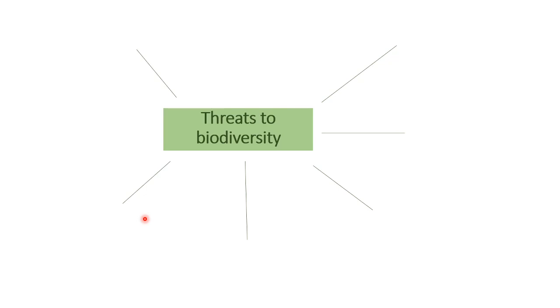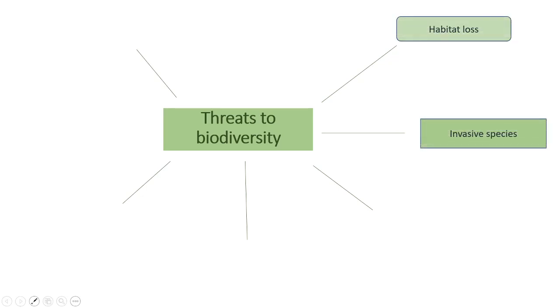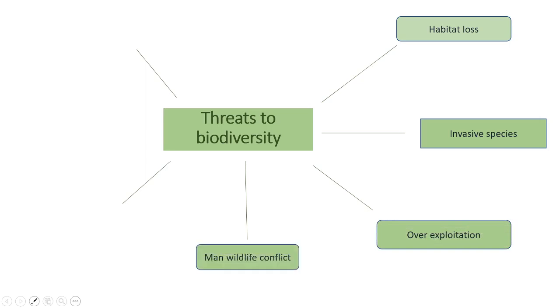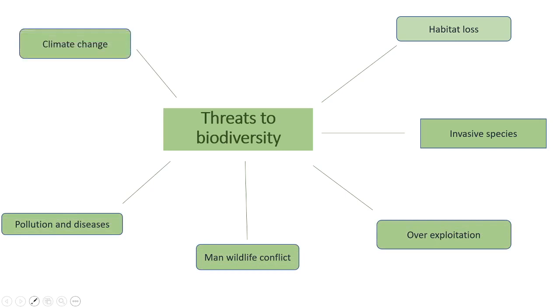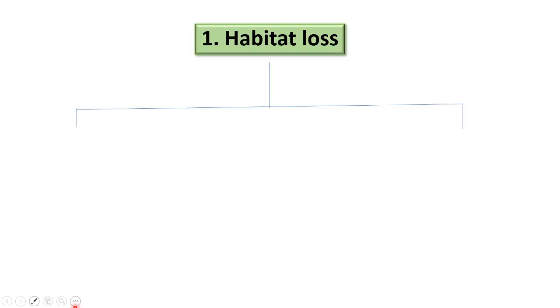Now that you know what is biodiversity, let us have a look into threats that biodiversity has. These threats are habitat loss, invasive species, over-exploitation, man-wildlife conflict, pollution and diseases, and climate change. We will be considering each of these threats one after the other. So coming to our first threat, that is habitat loss.